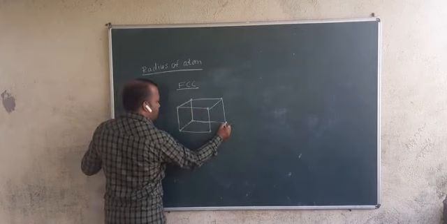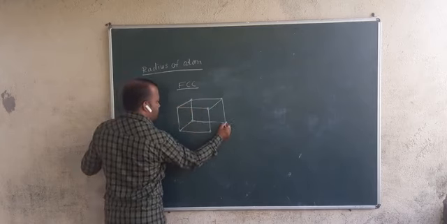Okay, what is the rank of this? Do you remember the rank of BCC? Rank of BCC was 2. So what is the volume of sphere? Volume of sphere is 4 by 3 pi r cube. So what is packing fraction? How many spheres were there? 2.